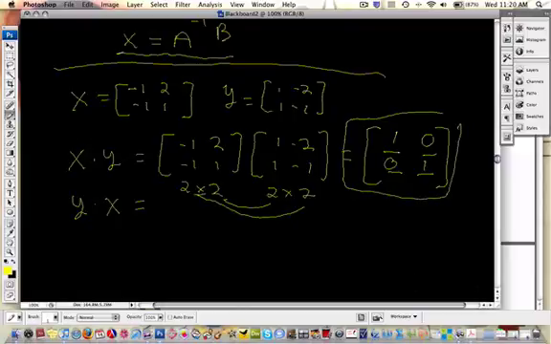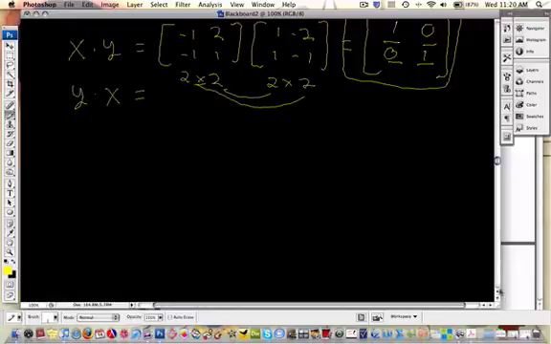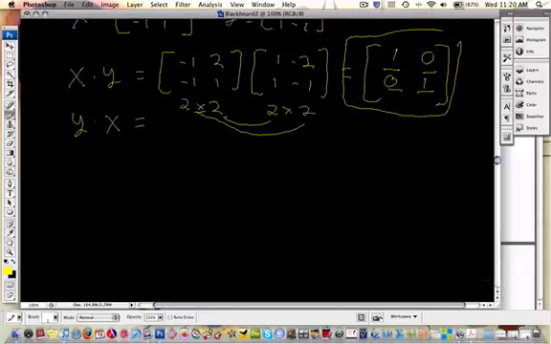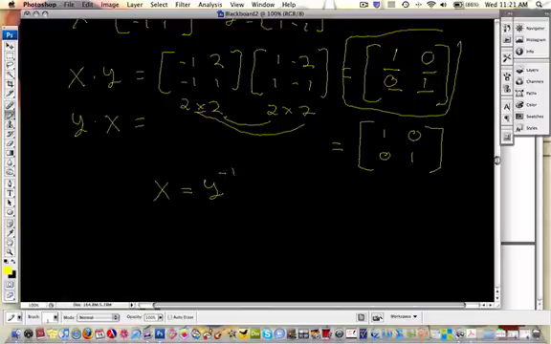And I'll leave Y times X as an exercise that you can do. You can confirm it. For the sake of time, since it's a video lesson, I don't want to go too long, but if you multiply Y times X, you should get the identity matrix. So you can write X is the inverse of Y, or Y is the inverse of X. They are inverses of each other.